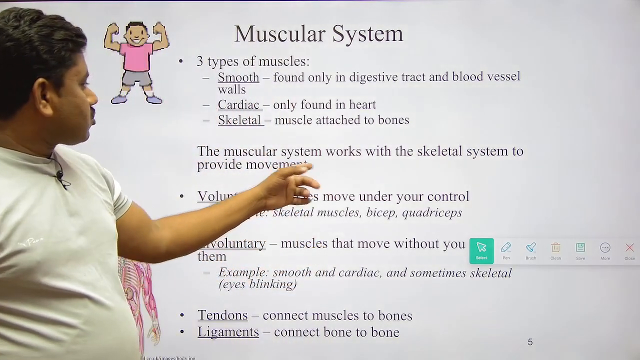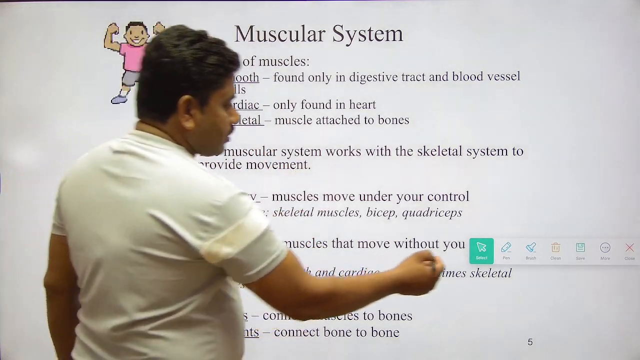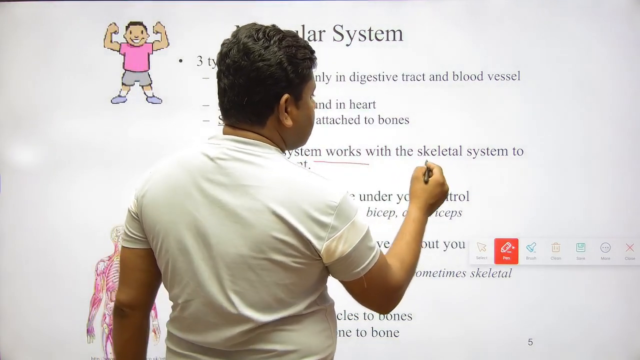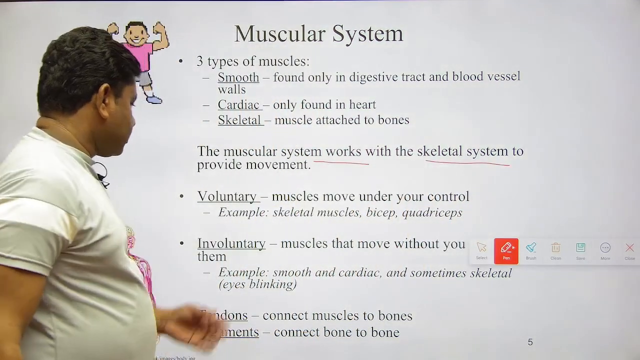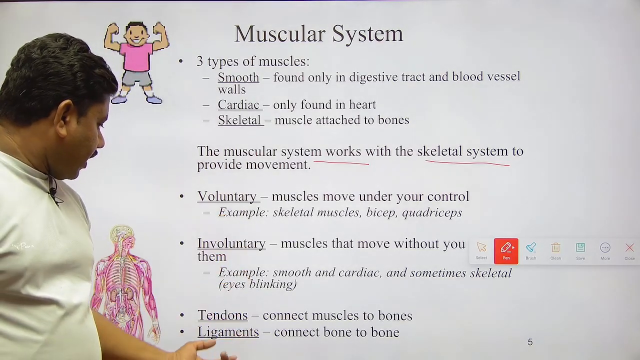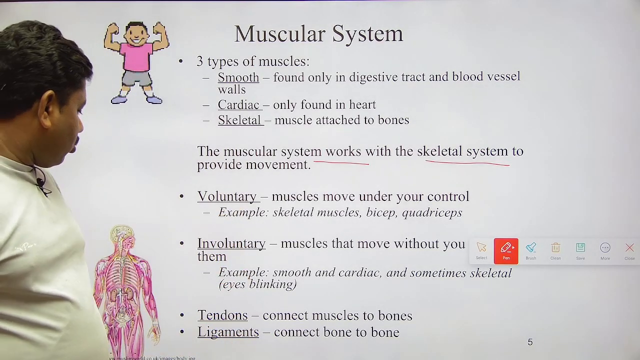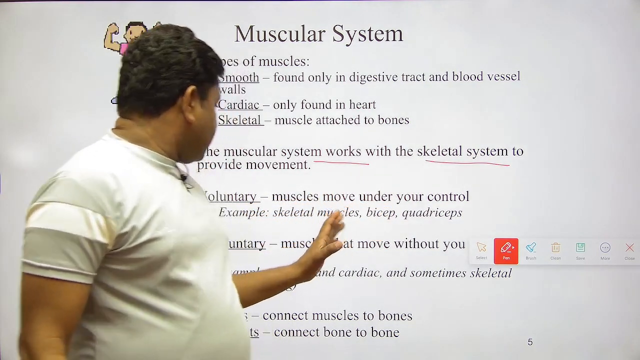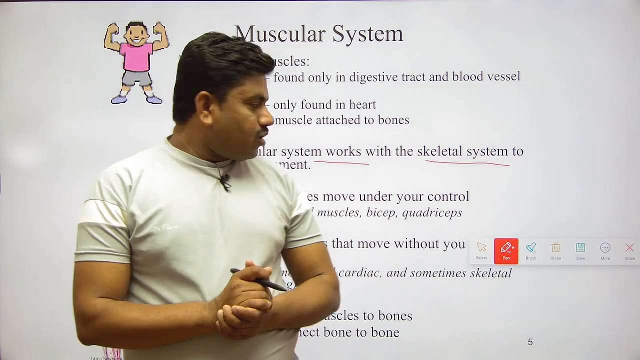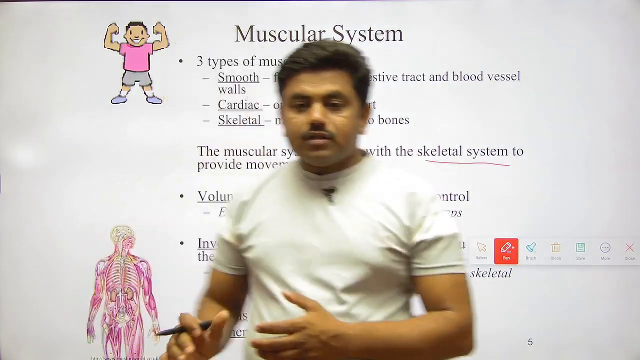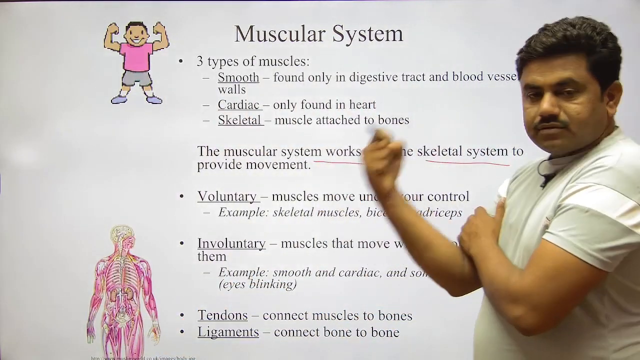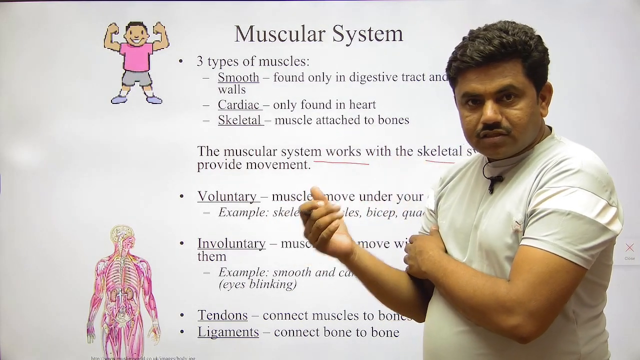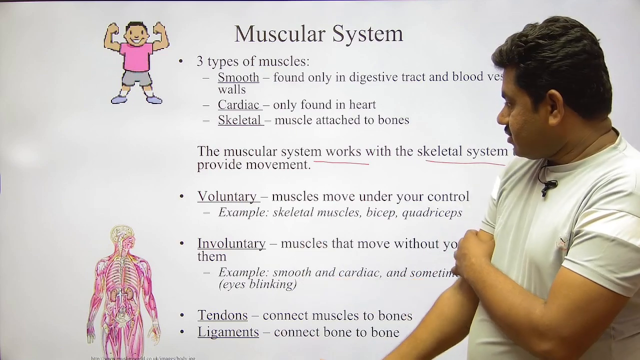The muscular system, see here, works with the skeletal system to provide movement. There are voluntary and involuntary muscles, and tendons. Now see, voluntary and involuntary are the main two. The voluntary muscles move under your control. Example: skeletal muscles, biceps and quadriceps. These are the biceps, which means voluntary. If you want to move it, then we can move it, those are the voluntary muscles.